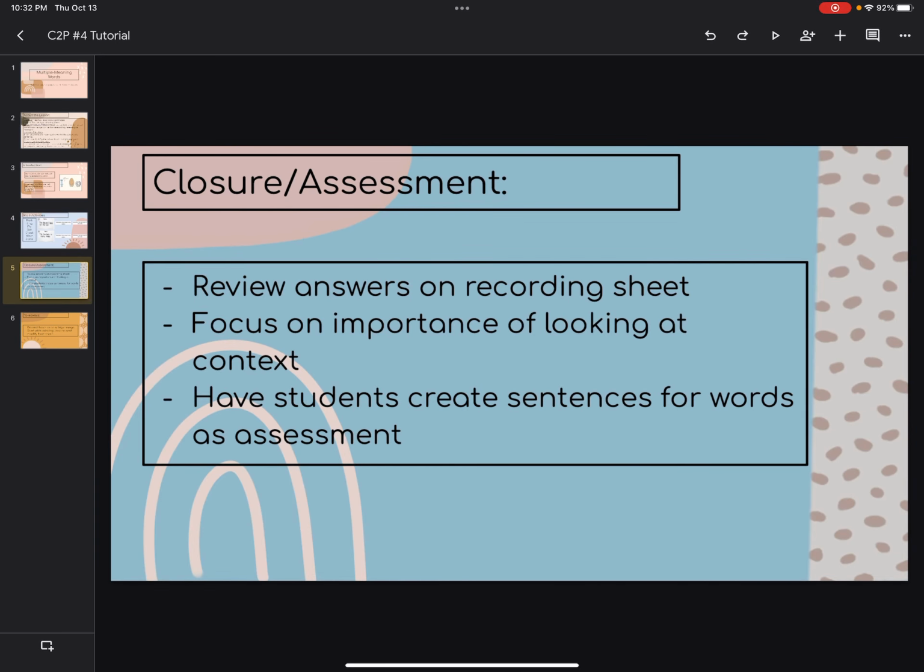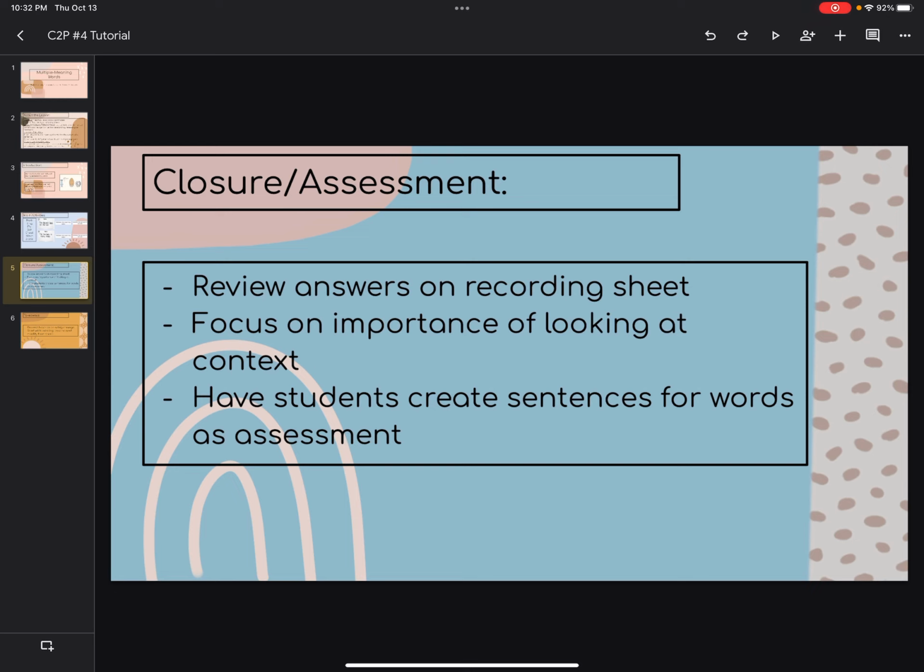After all students have finished their recording sheets, we would go through them as a class, talk about any that we disagree on, and focus on the importance of looking at context in a sentence, how without context we wouldn't understand the difference between the two definitions.